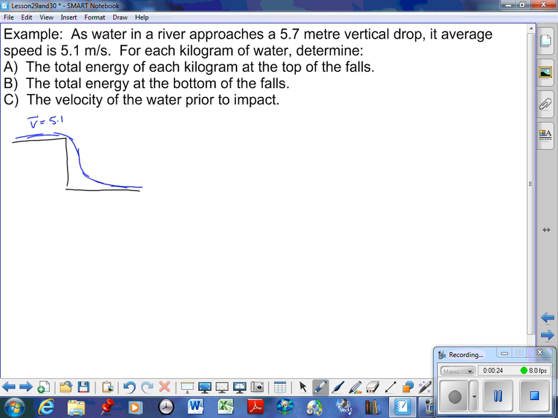5.1 meters per second. So just reading ahead, I know the drop is 5.7. I don't know why I picked funny numbers for the example. We want to know for each kilogram of water, A, what's the total energy at the top of the falls?